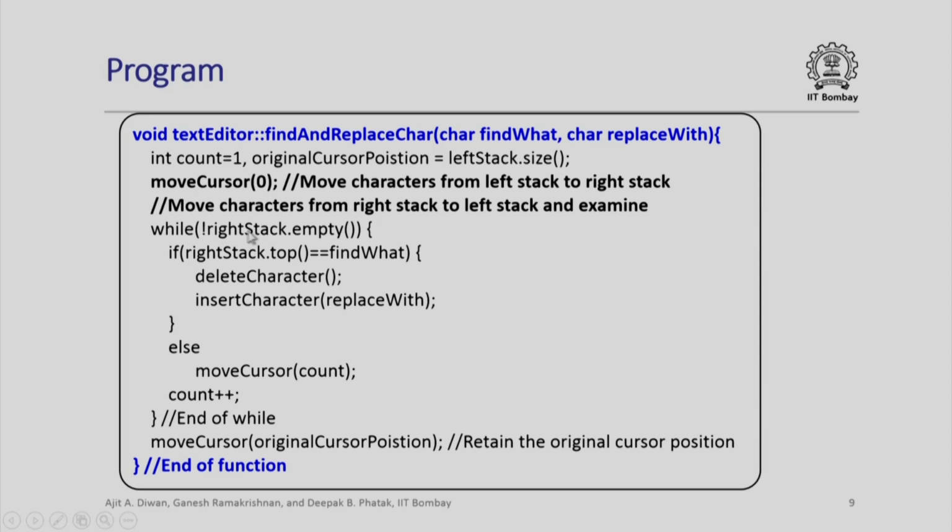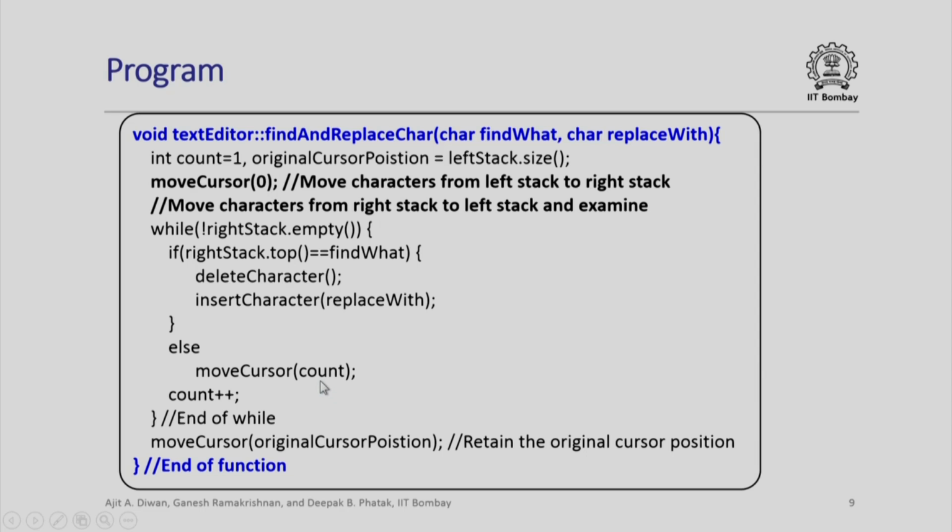So, while the right stack is not empty, what do I do? I check the right stack dot top. If it is equal to find what, that means it is a character to be replaced. I delete that character and I insert the character which is to replace the original character. So, this will actually replace one character which I have found by the character with which I want to replace that character. If it is not so, I simply move the cursor by the count number.